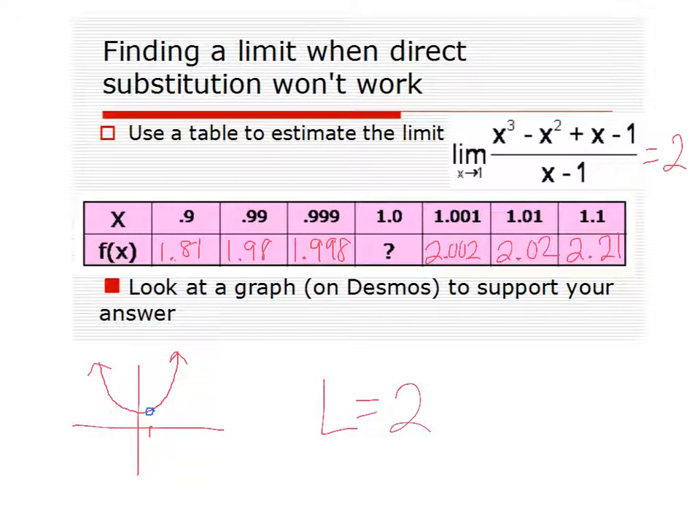But it looks like my y value is coming down towards 2, whereas up here it's coming up towards 2. That's why my limit here was 2 as x got closer and closer to 1. Kind of tricky. You can't always trust that graph, so be careful with the graphs. The table is pretty much set in stone. You can usually tell what's going on from the table.